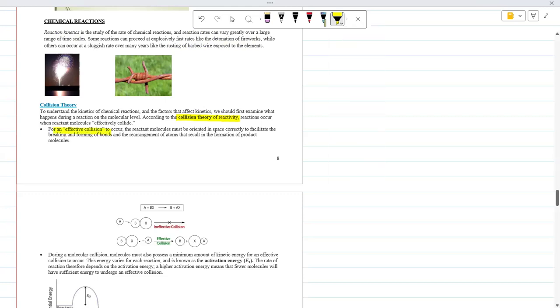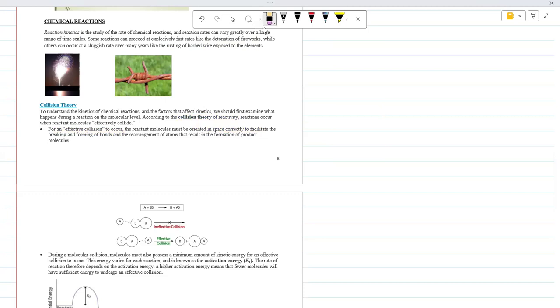For an effective collision to occur, the reactant molecules must be oriented in space correctly to facilitate the breaking and forming of bonds and the rearrangement of atoms that results in the formation of products. So it's very important for the molecules to be oriented in a certain way so that when they collide, the bonds in the reactants can be broken, with the resulting formation of new bonds, based on the orientation of the molecules.